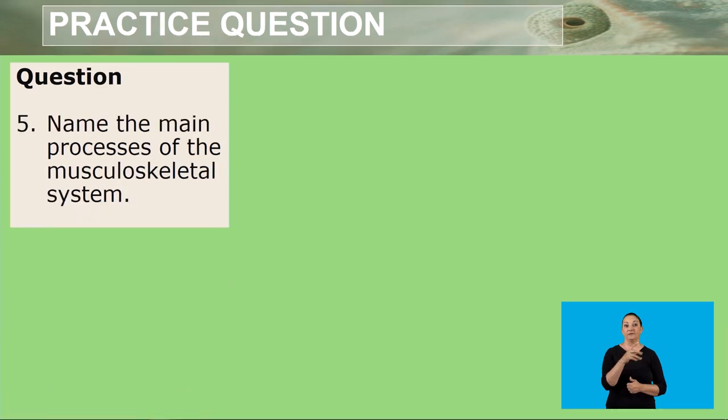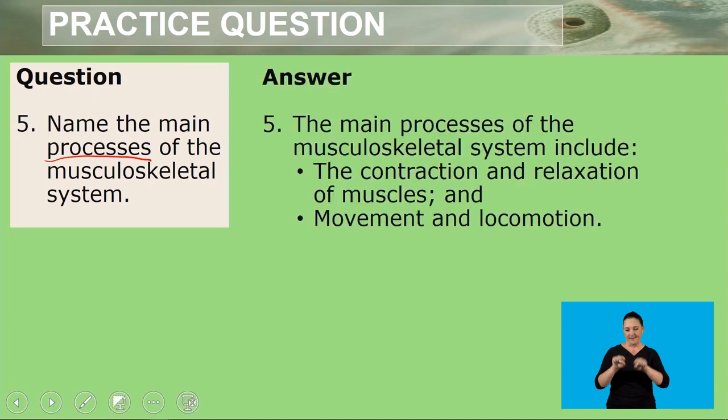Moving on to question 5. Question 5 says, name the main processes, so it is more than one, of the musculoskeletal system. Okay, the main processes of the musculoskeletal system include, number 1, the contraction and relaxation of muscles, and then process number 2 is movement and locomotion.